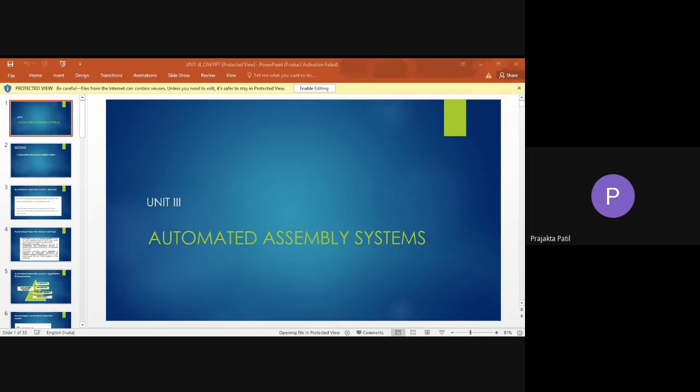An assembly system which has least or no interference from humans is an automated assembly system. So here in the slide also you can see the definitions.